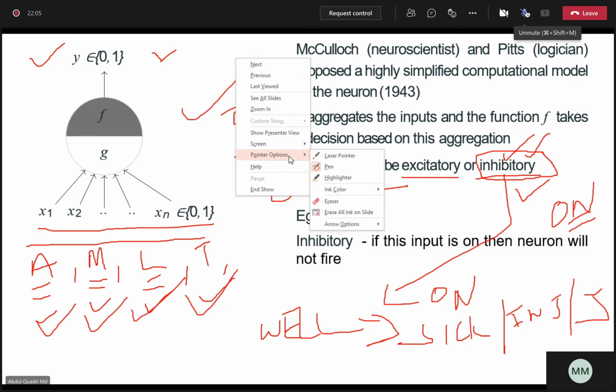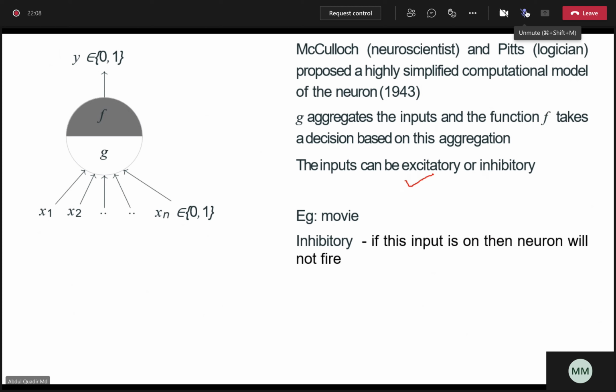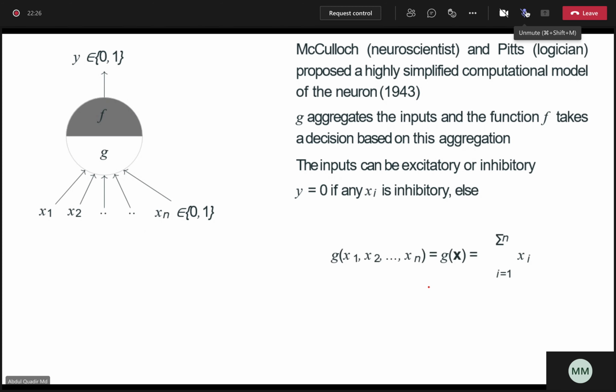Having said that, what is the other one? Excitatory inputs. What does excitatory input mean? Now when I add up the summation, all the aggregate functions, when my input g of x, can you see, g of x, when I add up, is greater than some threshold, then I will fire. After adding up.